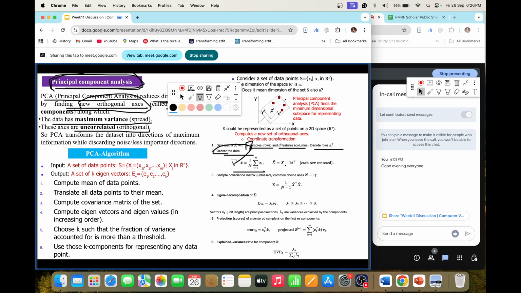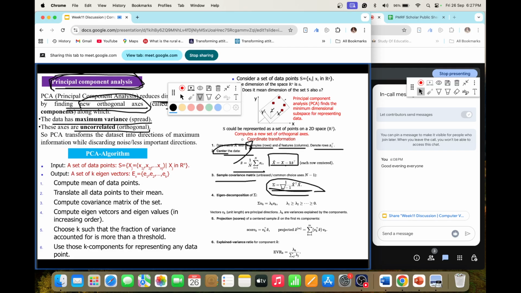After centering the data, we find the sample covariance matrix. The covariance matrix is calculated by this formula: 1 by n minus 1, X bar transpose X bar. Here X bar is nothing but the centered data, that means the data set minus the mean of each data point. By this we find the covariance.